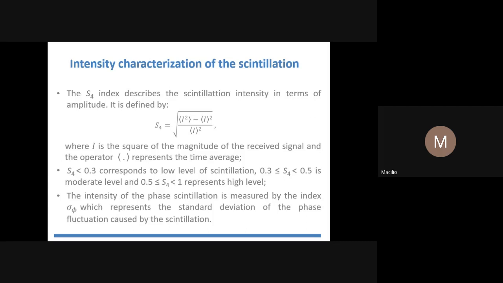Usually, we characterize the scintillation intensity with two indexes. One is related to the amplitude. This index is called S4. In fact, it means the normalized standard deviation of the intensity of the signal. We define intensity as the square of the magnitude of the received signal.